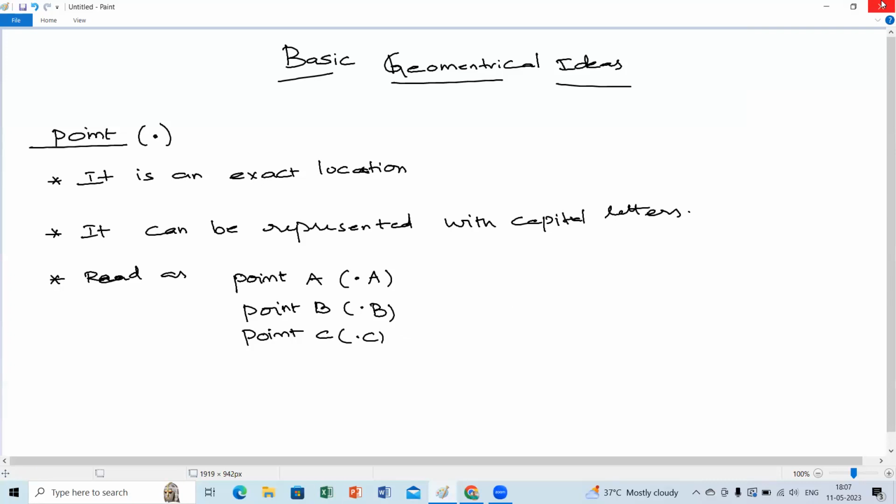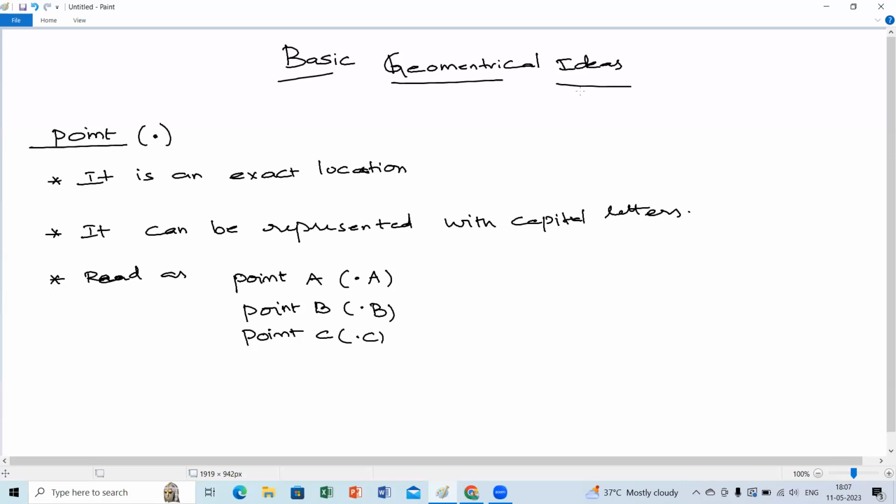A point can be marked with the sharp tip of a pencil, just mark it as a dot. You can mark at least 4-5 dots. You can name them point A, point B, or point C, or whatever names. You can use any capital letters. Stars in the sky are also an idea of a point.